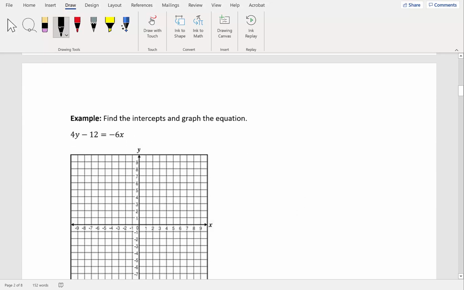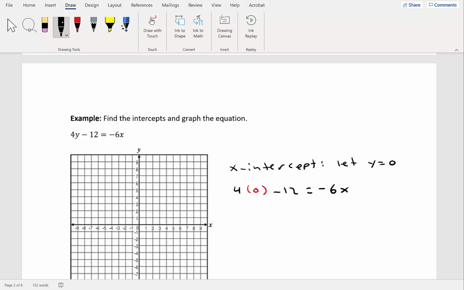Find the intercepts and graph the equation. Let's try to figure out what the x-intercept is first. In order to do this, we're going to let y be equal to 0. In other words, we're going to plug 0 in for our y and then solve for x. So we have 4 times 0 minus 12 is equal to negative 6x.